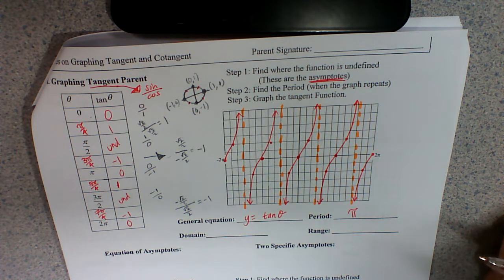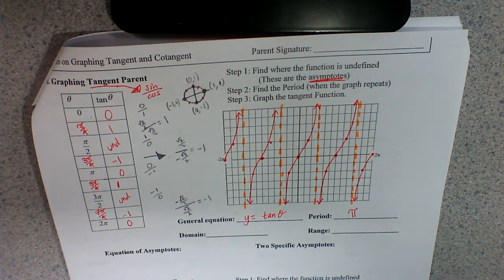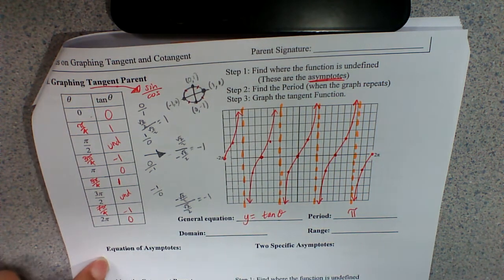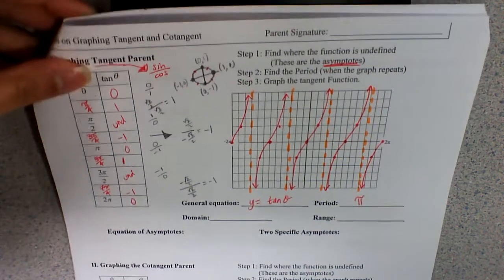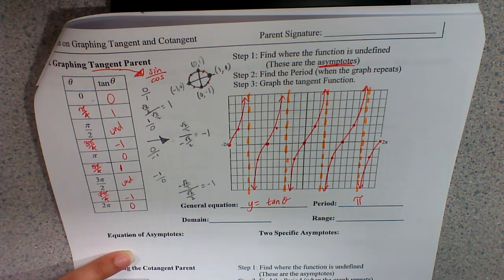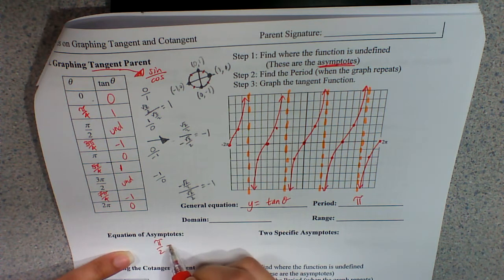Just pi. Okay? Now our domain, remember, just like we did for secant and cosecant, is going to be based on where your asymptotes are. So let me skip the domain, let me skip the range for now. Let me come down to equation of asymptotes. So just like we did for secant and cosecant, where's my first non-negative asymptote? So it's at pi over 2, and the next one is pi units away. So there you go. It's in the same format as it was for secant and cosecant, which is nice.